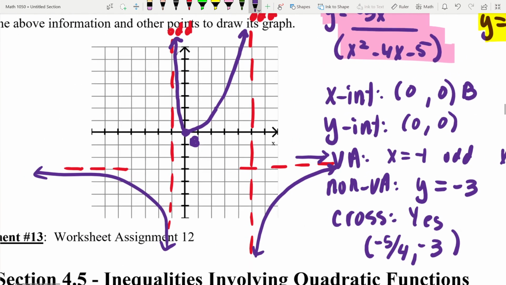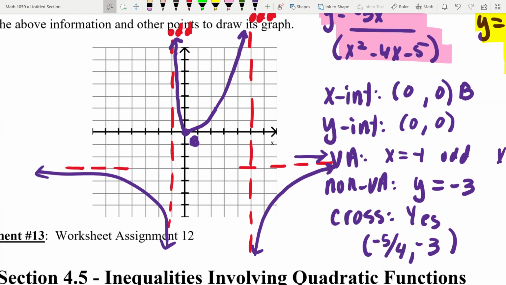Look at the graph. Minus half the points. Half of the points are wiped away. This is what happened to my students last semester. Why? Go ahead. Did not cross the non-vertical. They literally took off half the points. Non-vertical is negative 5 over 4, negative 3 is where it crosses it.